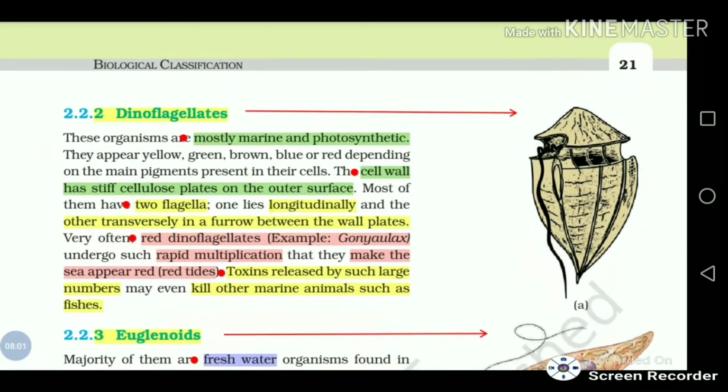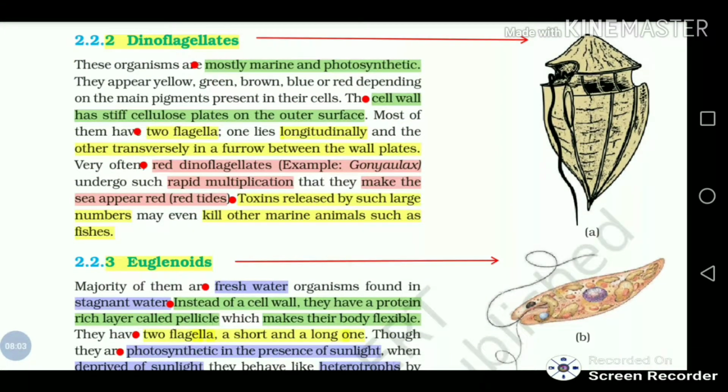The second group of Protista is the Dinoflagellates. You can look at the diagrams. Please check into the diagrams, okay? The Dinoflagellates are mostly marine and photosynthetic, and their cell wall has stiff cellulosic plates on the outer surface. Have that word, outer surface, stiff cellulosic plates. And these have two flagella, one longitudinal and the other transverse in a furrow between the wall plates.